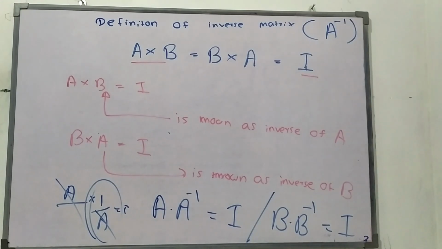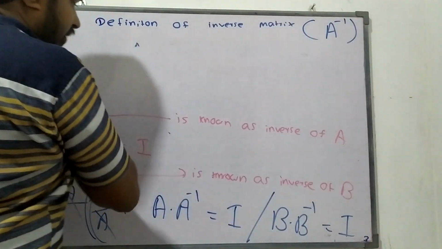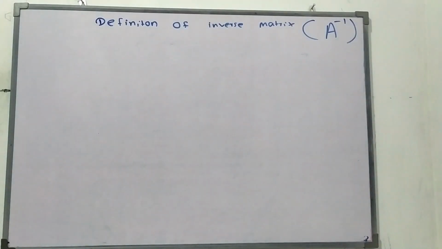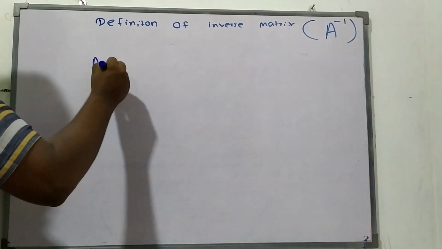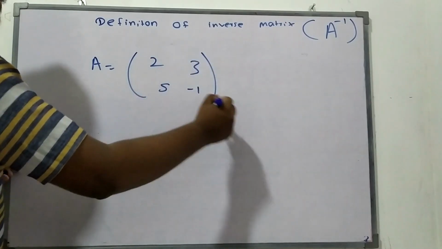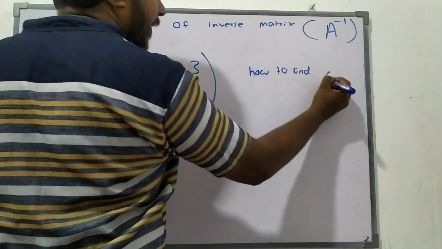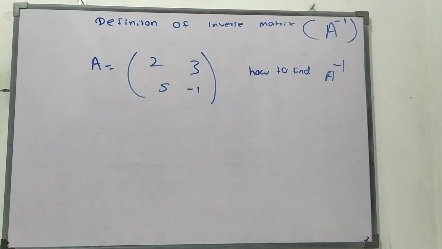So now you just understand how to find the inverse of a matrix when the matrix is given. If you have a matrix A, how to find the inverse of A, right? So that is the other important thing. Just assume if you have A like 2, 3, 5, minus 1, right? The thing is how to find A inverse. Okay, before that I'm just teaching you how to find the magnitude of a matrix.